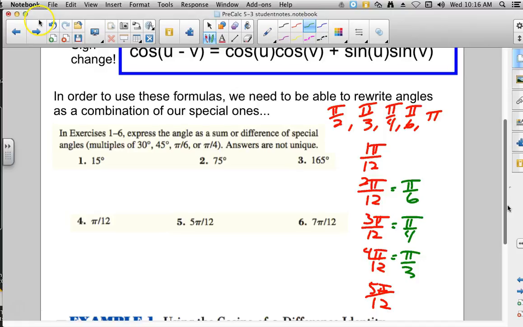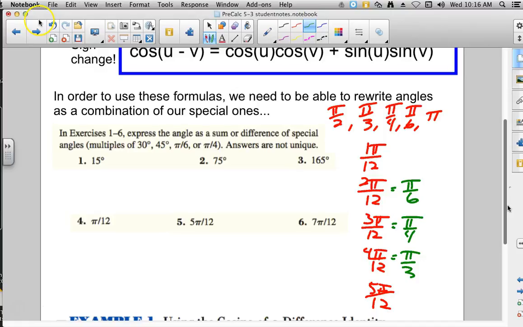So let's back up for a second and think degrees. It says express the angle as the sum or difference of special angles, which means multiples of 30 degrees, 45 degrees, 60 degrees, 90 degrees, 180 degrees if we need to. And then those with radians, pi over 6 and pi over 4. And there's more than one way to do these. So think about using degrees, 30, 60, 45, 90, etc. What is a combination that you could use with addition or subtraction that would get you 15?